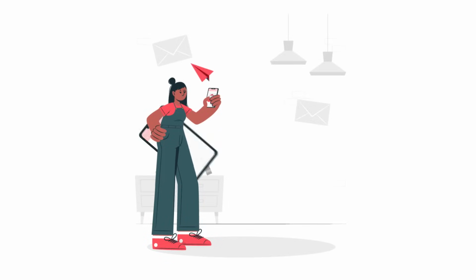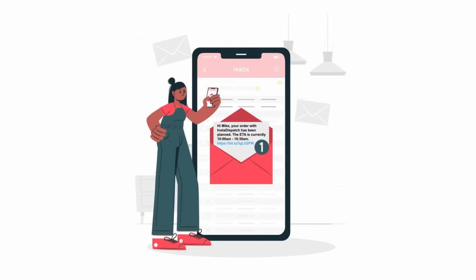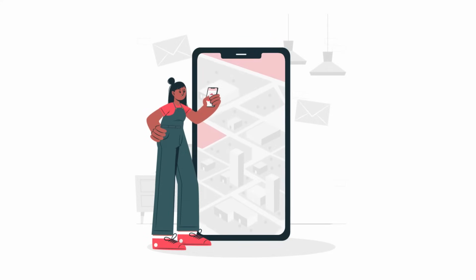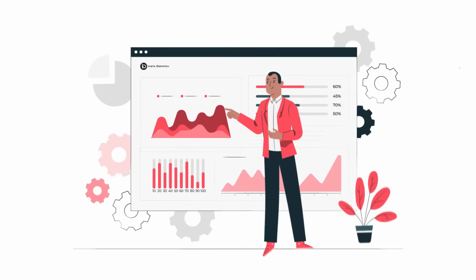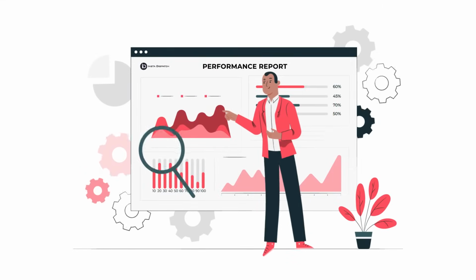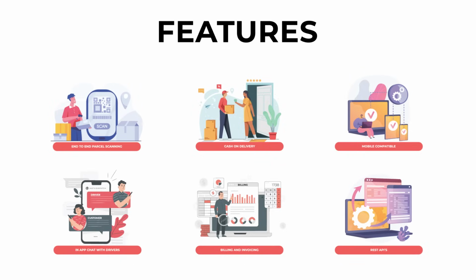Send notifications to your customers by both email and SMS, with a link that will be used to track a driver's location on the map, which allows customers to know where their delivery is in real time. InstaDispatch has a suite of performance reports that allow you to review your overall performance. Features. InstaDispatch offers a long list of features to help you with different aspects of your delivery business.